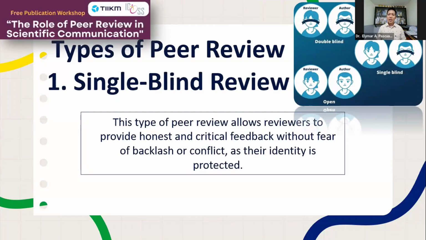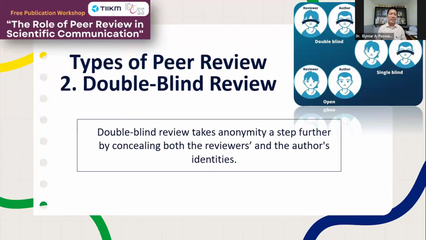However, since the reviewers know who the author is, there is a risk of bias, especially if the author is a well-known figure or from a prestigious institution. Despite this limitation, single blind review remains a commonly used model in many scientific disciplines. The next one, trickier than the first one. Next slide. The double blind review.